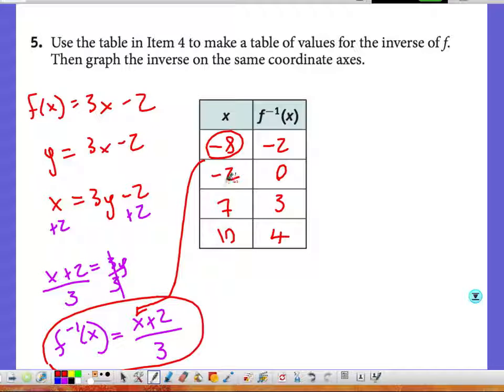And you can confirm that. Let's do one more. Let's take -2, plug it in for x. -2 plus 2 is 0. 0 divided by 3 is 0.